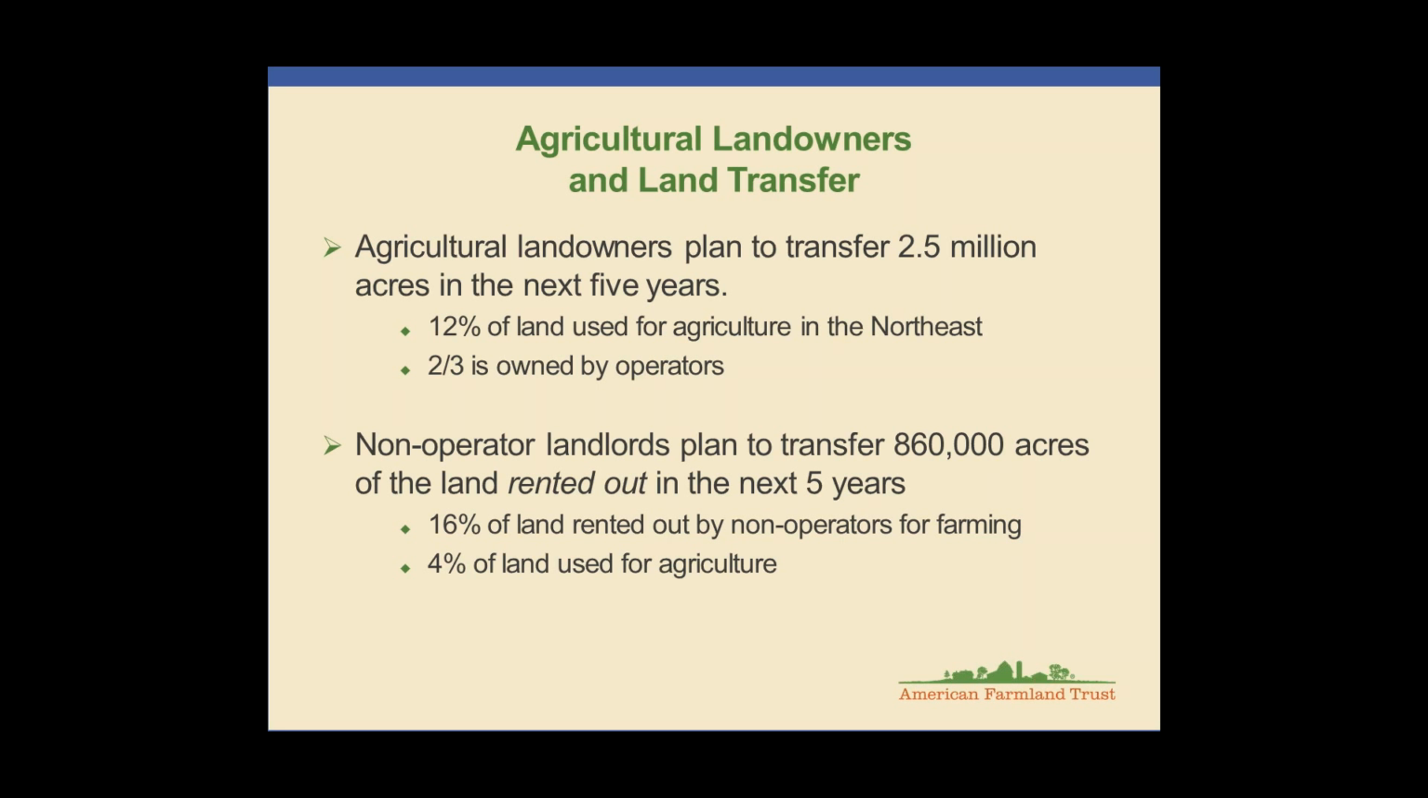And then the non-operator landlords said that they plan to transfer 860,000 acres of land. And this is the land they own and rent out. So that's their plans for the next 5 years. It's 16% of the land rented out by all non-operators for farming, 4% of land used for agriculture.